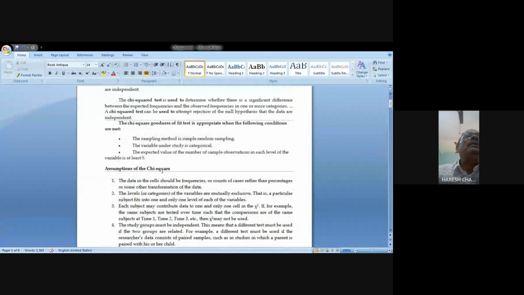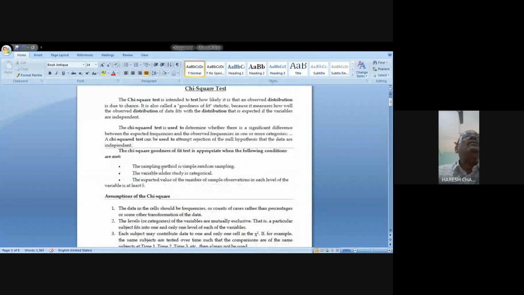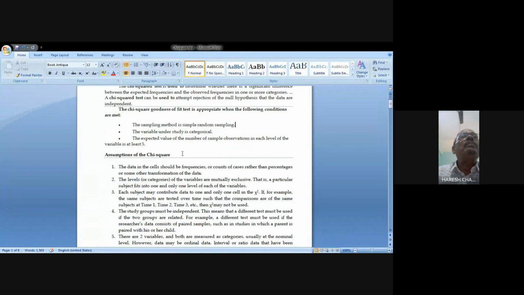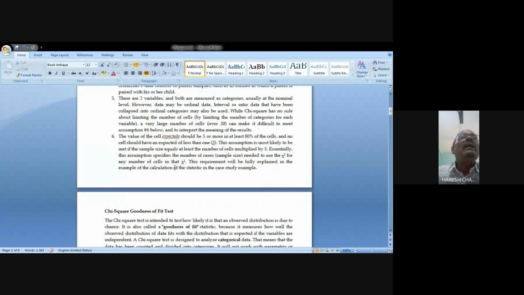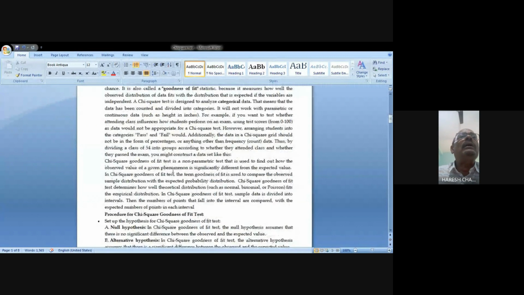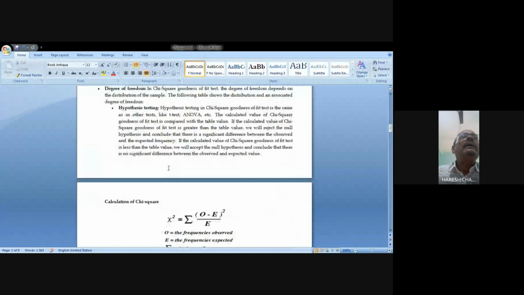Here are a lot of things. The chi-square test, the chi-square goodness of fit test, the sampling method, all those things. Assumptions, particularly for the chi-square test, important assumptions, theory questions on the chi-square test. These are the materials that you are supposed to write in the theory.